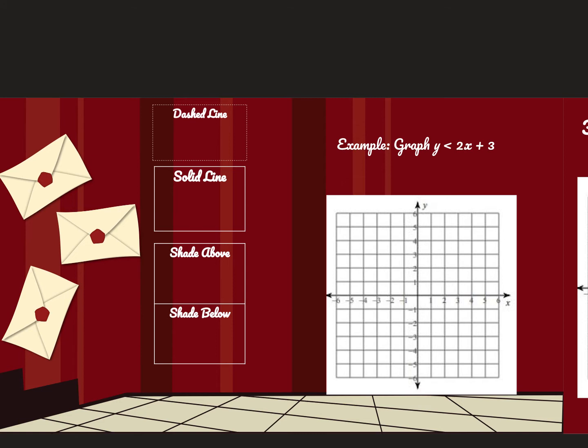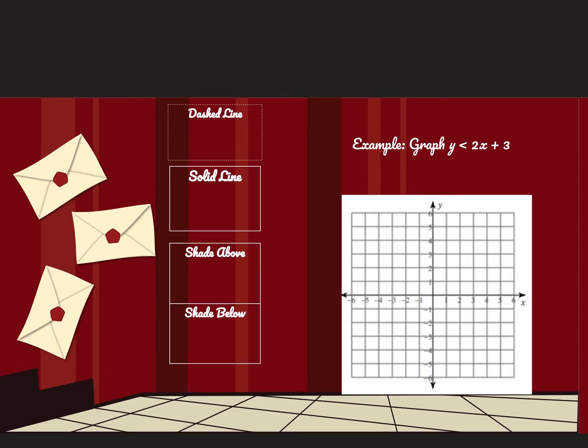So here we have an example, and we also have our dashed solid line and when to shade above or below. So remember, we have a dashed line where we have strictly less than or strictly greater than. A solid line where we have less than or equal to, greater than or equal to. We shade above the line when y is greater. We shade below the line when y is less than. So when y is less than an expression, we're going to shade below that line because we want those y values that are less than. And if y is greater than, we shade above the line because we want those y values that are greater.